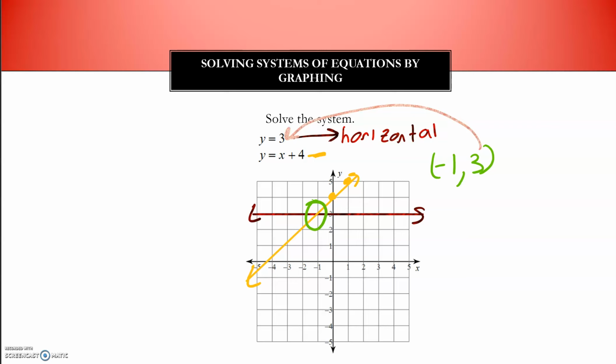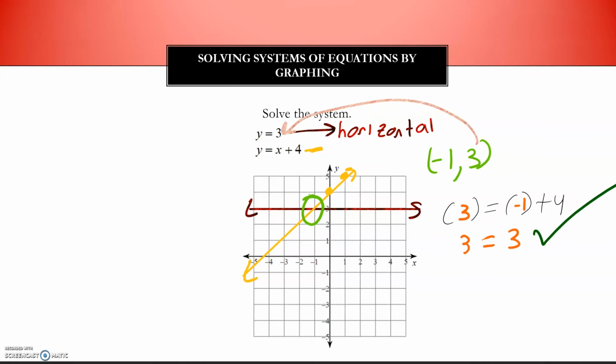Let's check. y equals x plus 4. Again, I'm not checking the other one because I already know what it is. 3 is y, -1 is x. 3 equals -1 plus 4, which is 3. That checks out. This is the solution to the system.